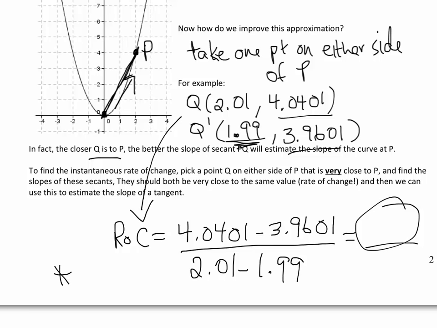Be careful. Do not round off too soon, or else you won't get a very accurate estimation of the instantaneous rate of change.